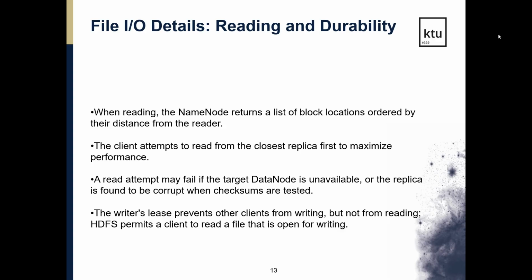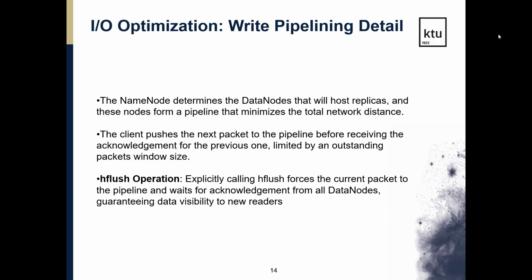Okay, the NameNode returns a list of block locations which we are going to read, and instead of going to the original one, we are going to use the closest replica, so it's faster. And also, when we are accessing it, if the DataNode is unavailable, then the file is corrupt. And also only one person can write and multiple persons can read. We can't have multiple persons writing to our data.